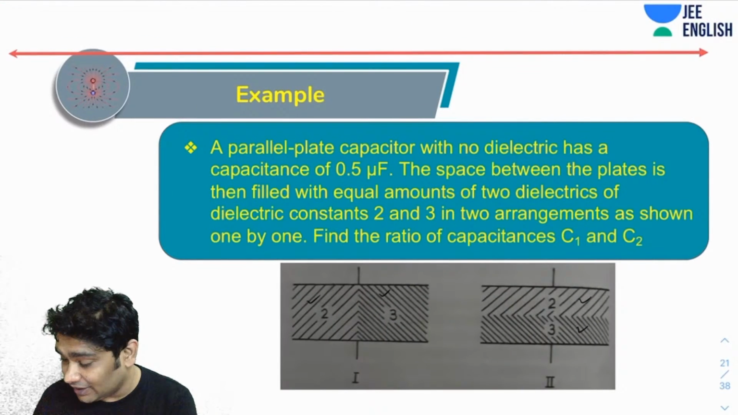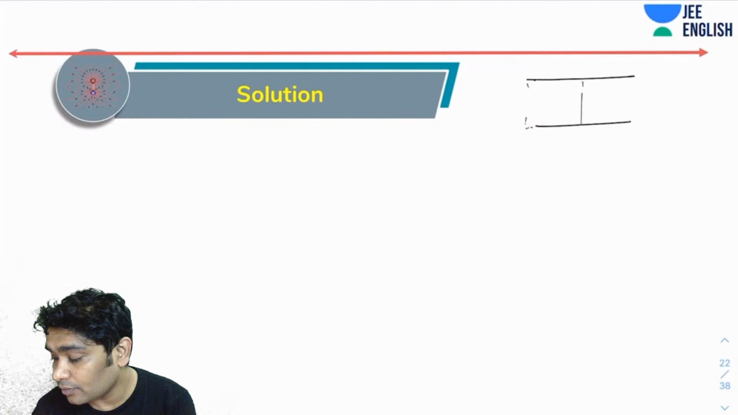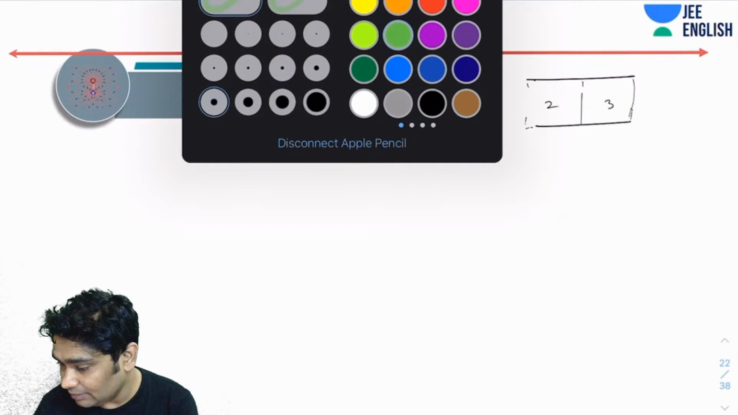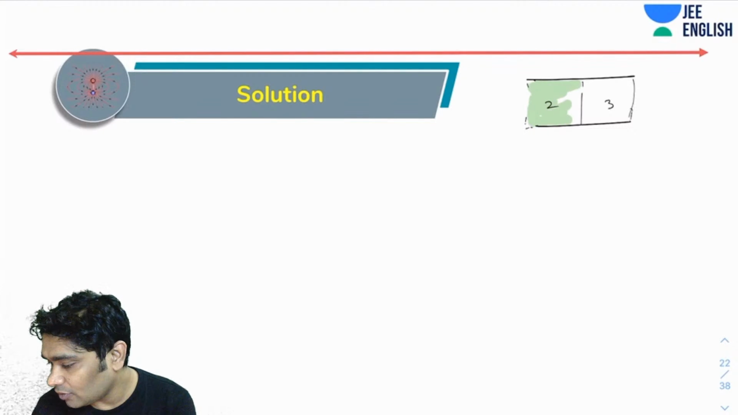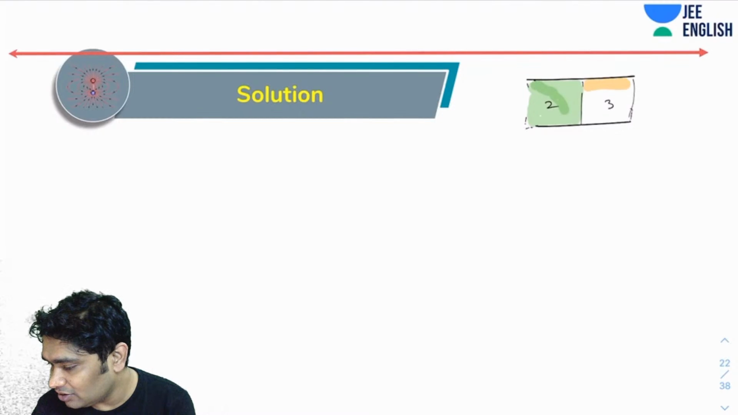So you were told the dielectric constants were 2 and 3. So in the first case, this has a dielectric constant of 2, this has a dielectric constant of 3. Let's mark them with different colors. This green one has a dielectric constant of 2. And let's assign some other color to the other one. Let's say this is orange. The orange one has a dielectric constant of 3.